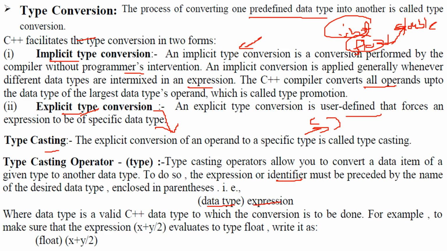So this is your expression. If you want to change it to a certain data type, that data type has to come as a prefix, prior to the expression, in the parentheses. I'll give an example. Take x plus y by 2, where x and y are integers, and you want to forcefully change the result to float. For that, you just write float inside the parentheses in front of x plus y by 2.